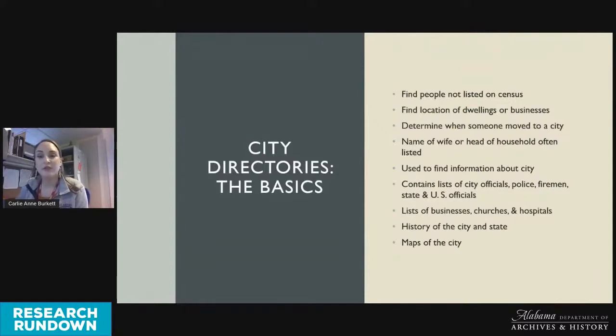City directories also can give users information about the city and can list businesses, churches, schools, and hospitals. They can commonly contain lists of city officials, police, firemen, state, and U.S. officials. The history of the area or state is also common in these resources. In some cases, there can be photographs of the area or even maps.